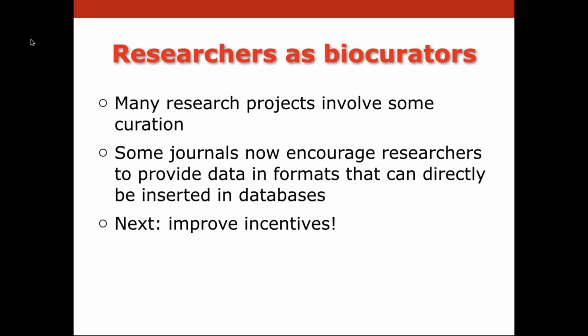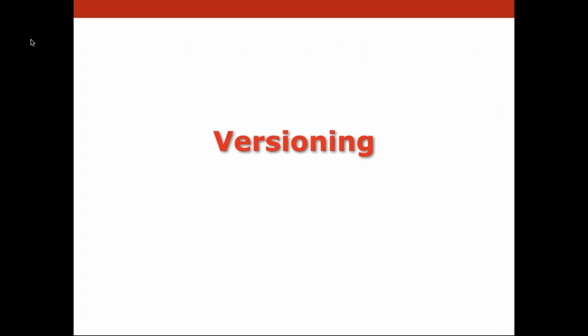So we really need to work on providing better incentives for researchers to curate their own data. One obvious way that I can think of, and that's discussed a lot lately, it's not my idea, is to give, either via your ORCID or some other mechanism, some citable unit to curated data. Okay, so for the last little bit of the talk, I'm going to discuss versioning issues.